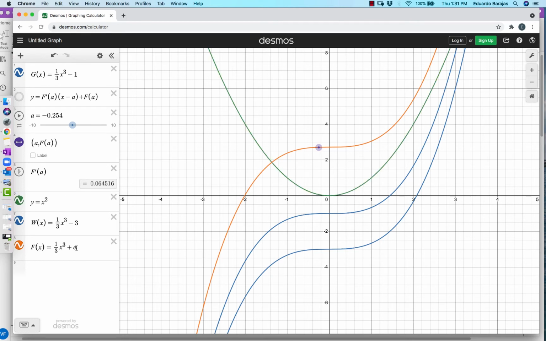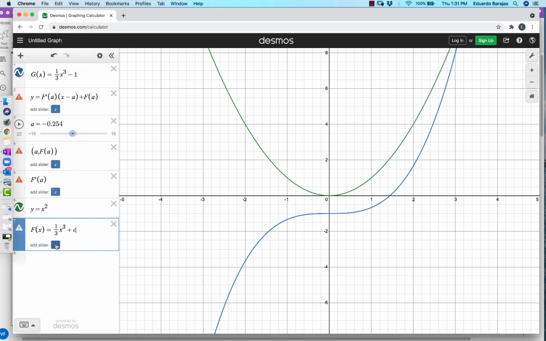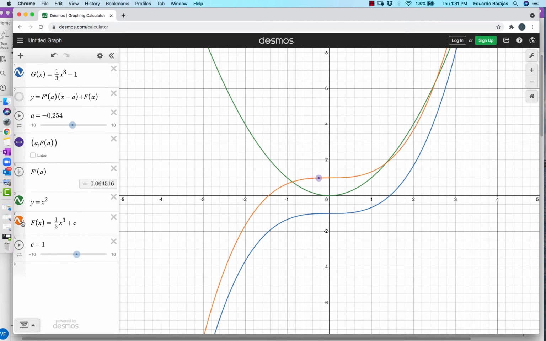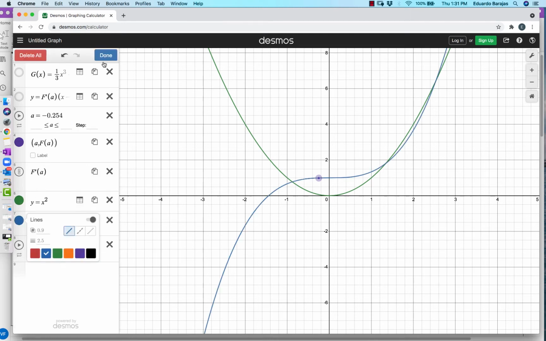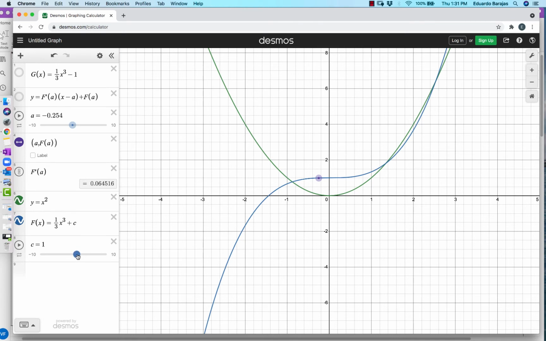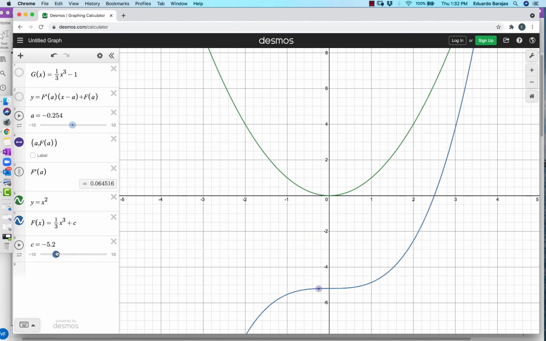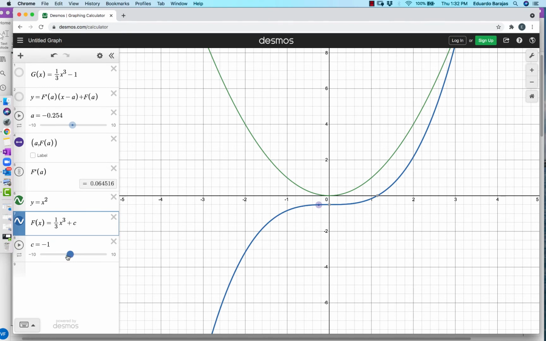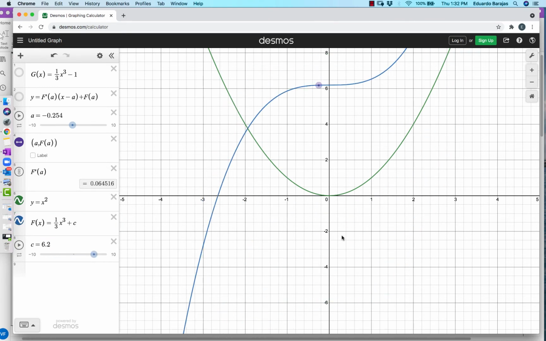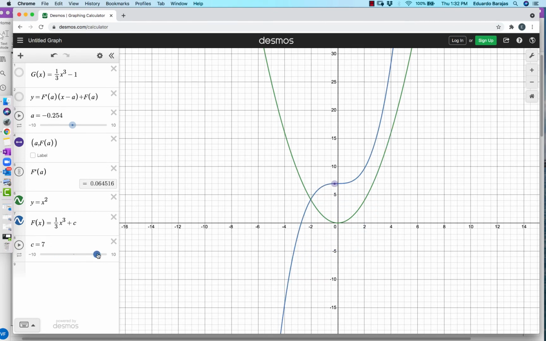So if we just leave it in general, we can see that we can always just scoot this up and down by letting this constant be any number at all, any real number, and we're always going to get a graph that has the same derivative. Just shifting it up and down will give you the exact same derivative. Okay, so hopefully that convinces you that there's a whole family of functions whose derivative equals this particular one.